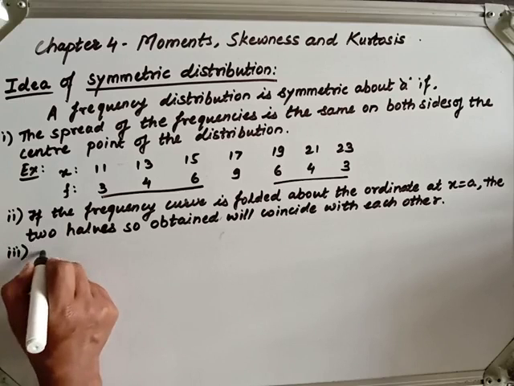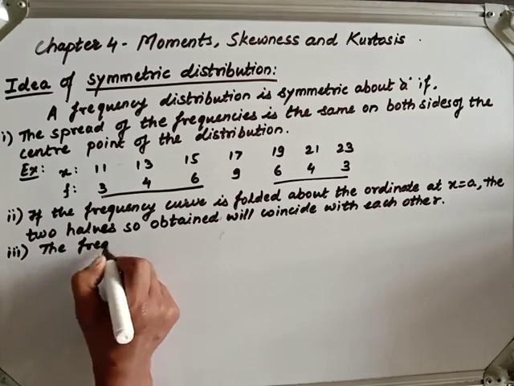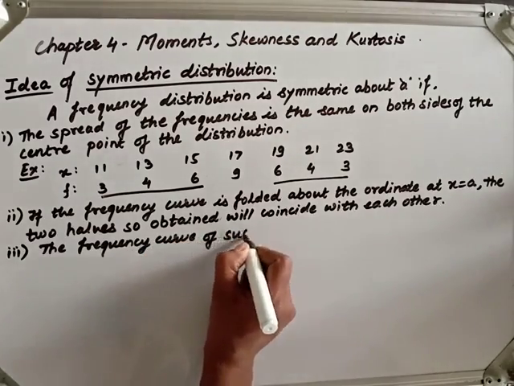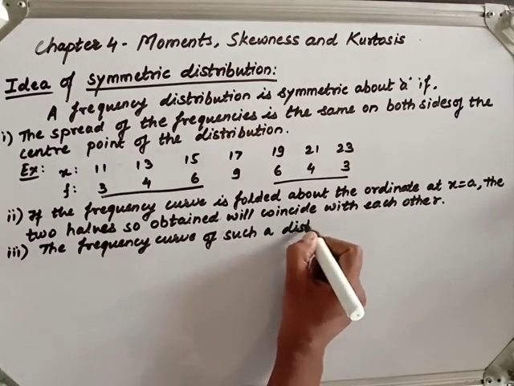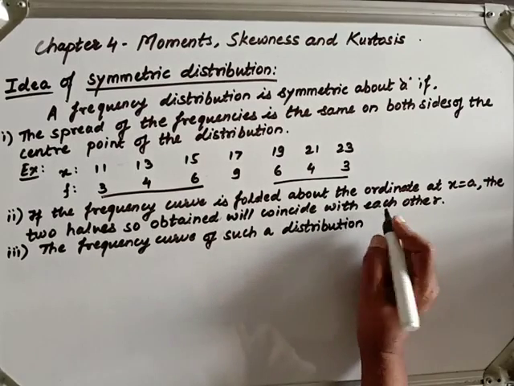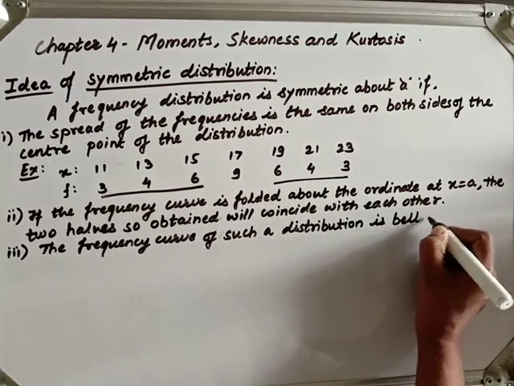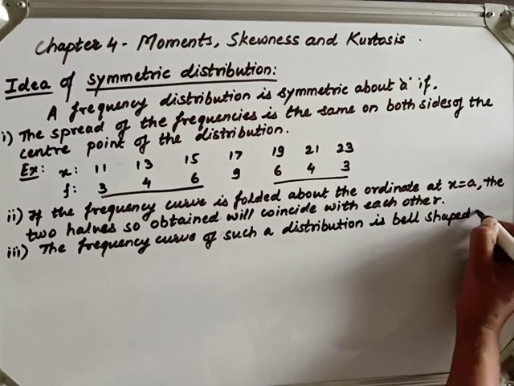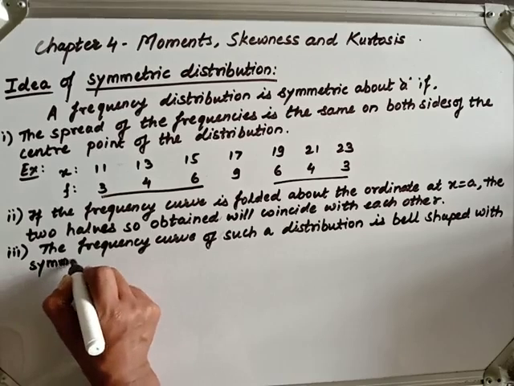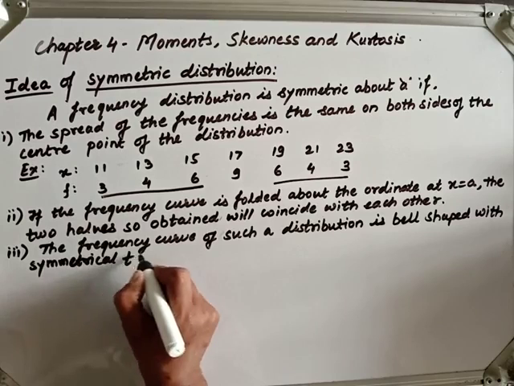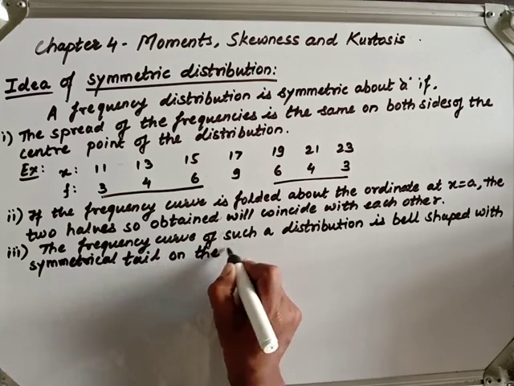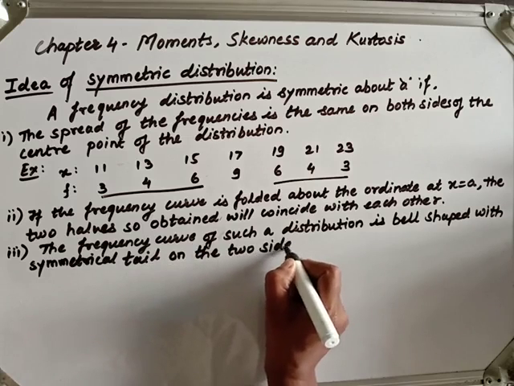The next condition is that the frequency curve of such a distribution is bell shaped, with symmetrical tails on the two sides.